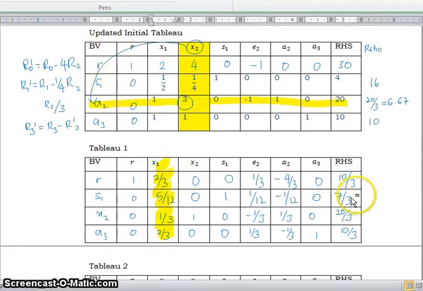Then, find the leaving variable. Okay, calculate the ratio. The ratio for row 1 is 7 over 3 divided by 5 over 12. So we get 28 over 5. For row 2, the ratio is 20. And for row 3, the ratio is 5. Okay. From here, we know that A3 needs to leave the basis.